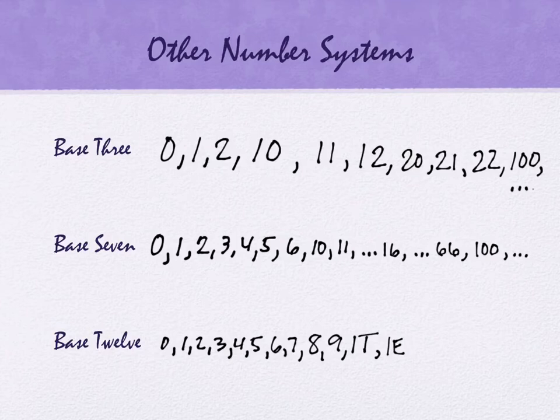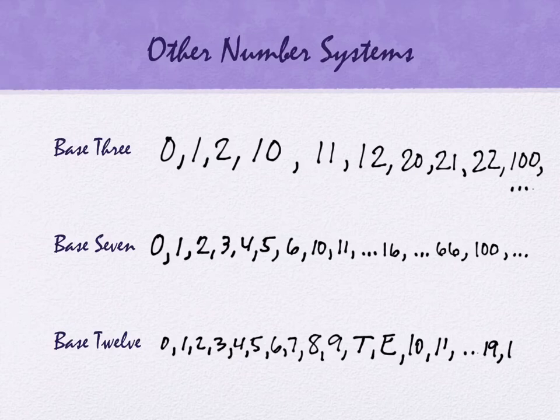Hallie? Oh, do you not have a question? Okay. I wrote those wrong. I was already ready to go to the 10s. T and E. Please erase those. I totally messed that up. T for 10, E for 11. After that, I've run out of single digits, and then I go to my 2-digit number. And I do 1, 0, 1, 1, all the way up to 1, 9. There's my 1T and my 1E.